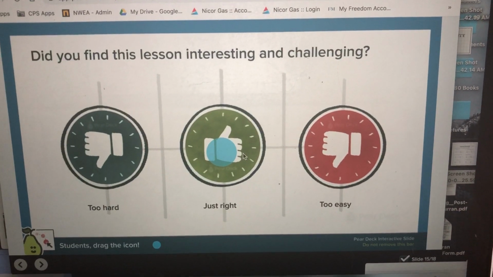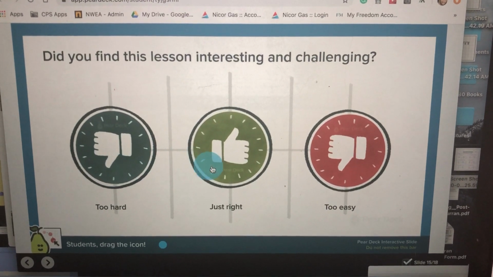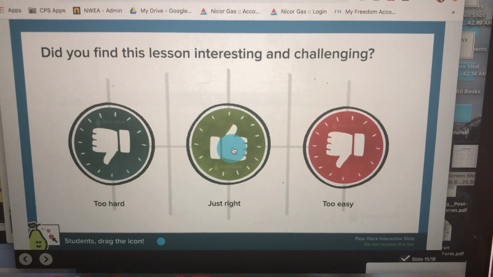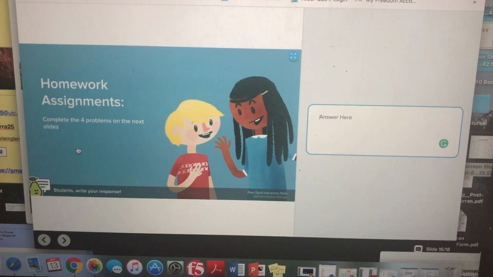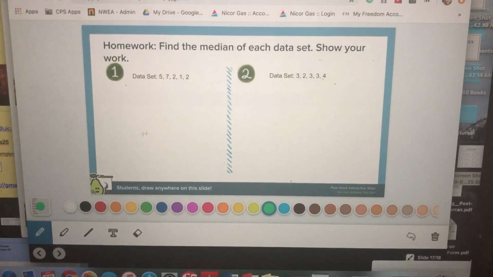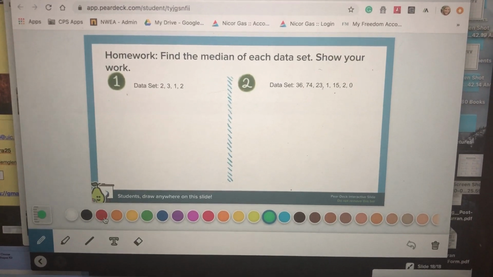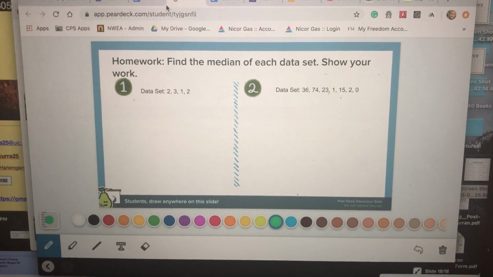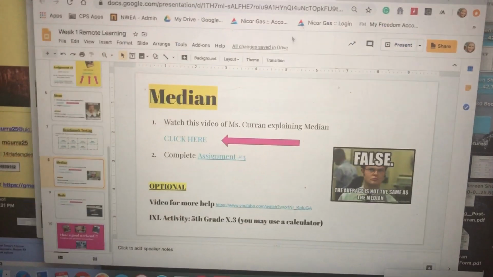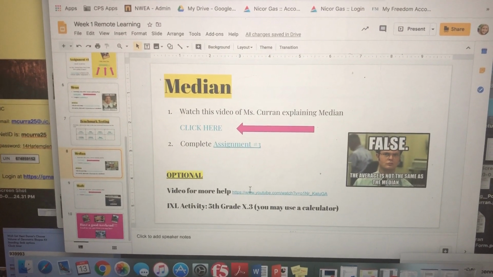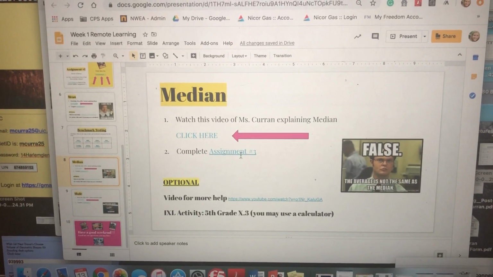Okay, you could rate, if you did this, how well and interesting you think this lesson was. Hopefully it was just right for everyone, but please give your honest opinion. The homework assignment here, we will not go over. It was just additional practice you could have completed by yourself. Okay. That is the end of the explanation. Remember, if you need more help, there's a YouTube clip and there's an IXL assignment you can complete before completing your assignment number 3.